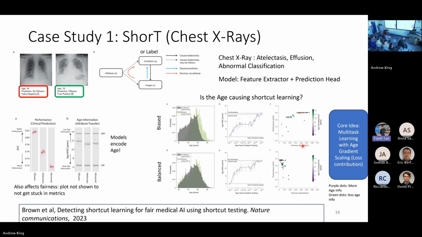And then in terms of fairness, we can see on the x-axis, we have the fairness computed on this classification task. And when we negatively scale the age gradient, when we are trying to predict less of age, the fairness improves. But it also makes the task suffer in this particular case. And in the balanced case, what we have is a balanced data set. So age doesn't improve fairness, it just drops the overall performance. The age encoding is basically not harmful in this case.